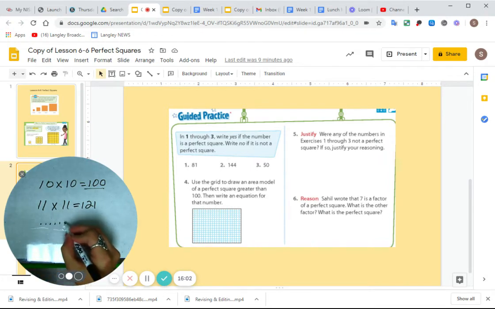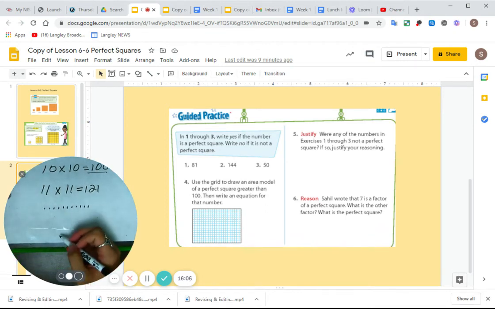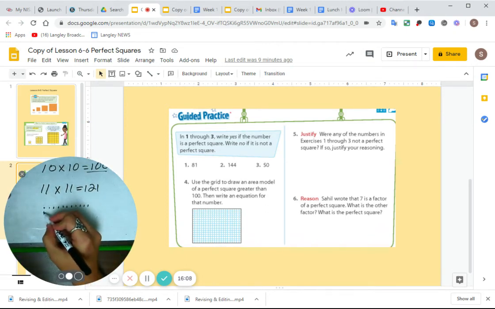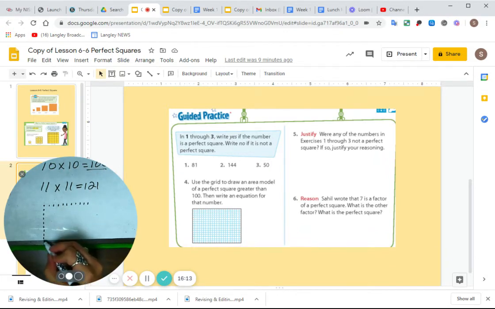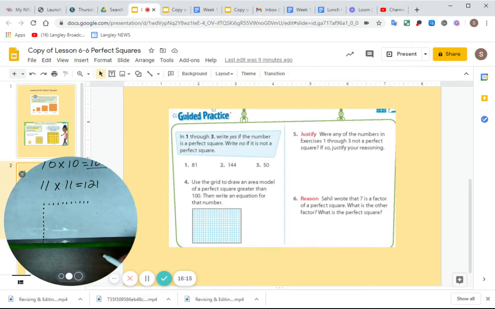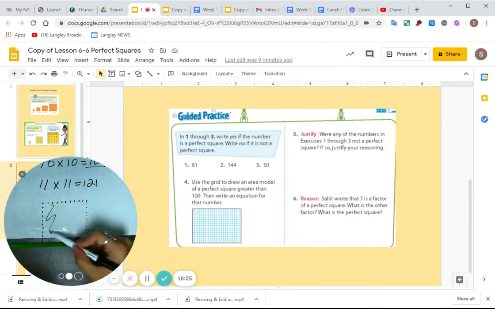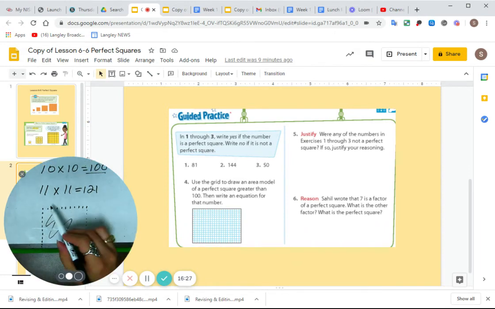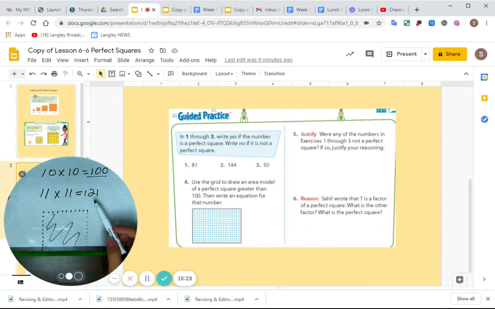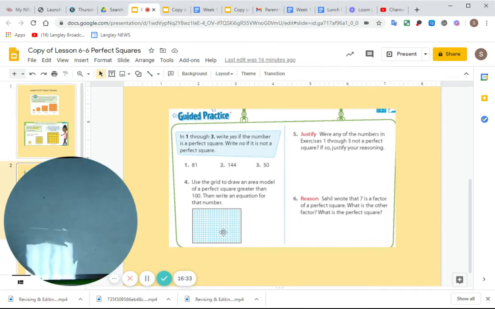So on that grid there, if I was able to with my pencil, I would fill in 11 squares across. 1, 2, 3, 4, 5, 6, 7, 8, 9, 10, 11. And then I would do 11 squares down. 1, 2, 3, 4, 5, 6, 7, 8, 9, 10, and 11. Okay? And then I would just fill everything in from there. All right? And I would color it all in. Okay? But that's how I came up with my equation there. Okay? Good.